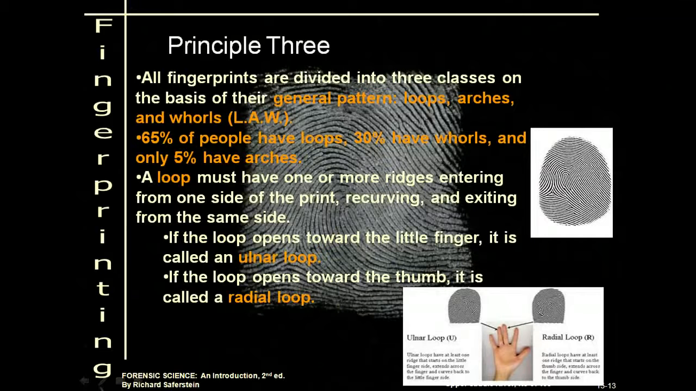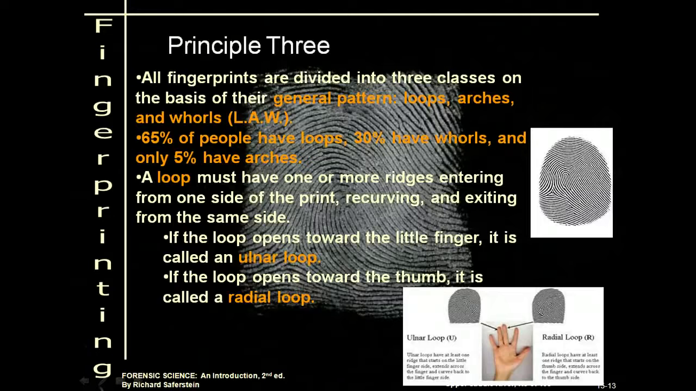Principle 3, and this is the really important one for class next time. All fingerprints are divided into 3 classes based on their general patterns. We have loops, arches, and whorls. You can remember that as LAW, L-A-W. Now some of these get a little confusing because the names that we gave them were names from 100 or so years ago, and I probably would have chosen different names for them now. 65% of people have loops, 30% have whorls, but only 5% have arches.